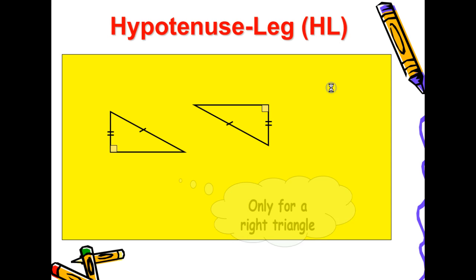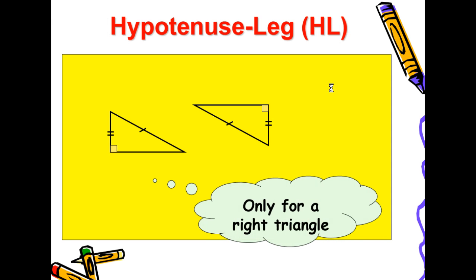Not between. The last one that might not look familiar to you is called HL, and it only applies to a right triangle, and it has to be the hypotenuse. So let's review. The hypotenuse is the one across from the right angle, and one of the legs.